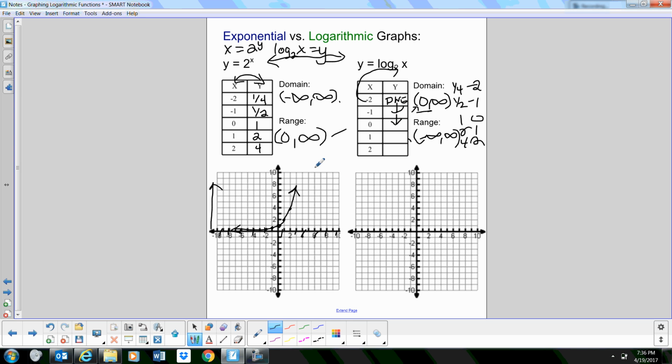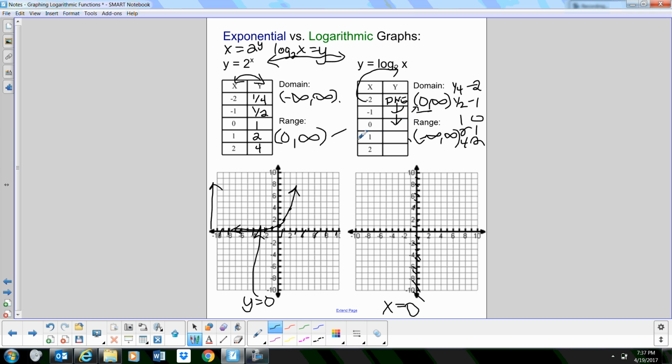Well, let's think about our asymptote for a second. Our asymptote on the exponential function is y equals 0. It's the horizontal line at 0, which is the x-axis. So what do you think the asymptote for the logarithmic function is going to be? Well, remember, we just switch our x and our y. So that means x equals 0 is our asymptote. So I'm going to make these little hash marks all the way down my y-axis.